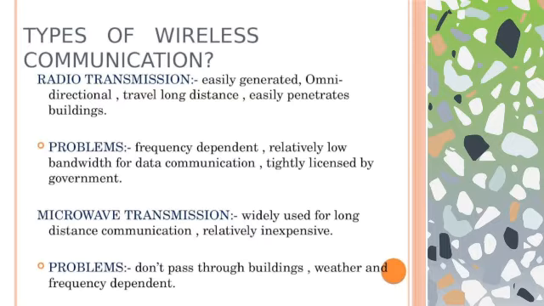Radio transmission. In radio transmission, the signal is easily generated. This is an omnidirectional transmission.